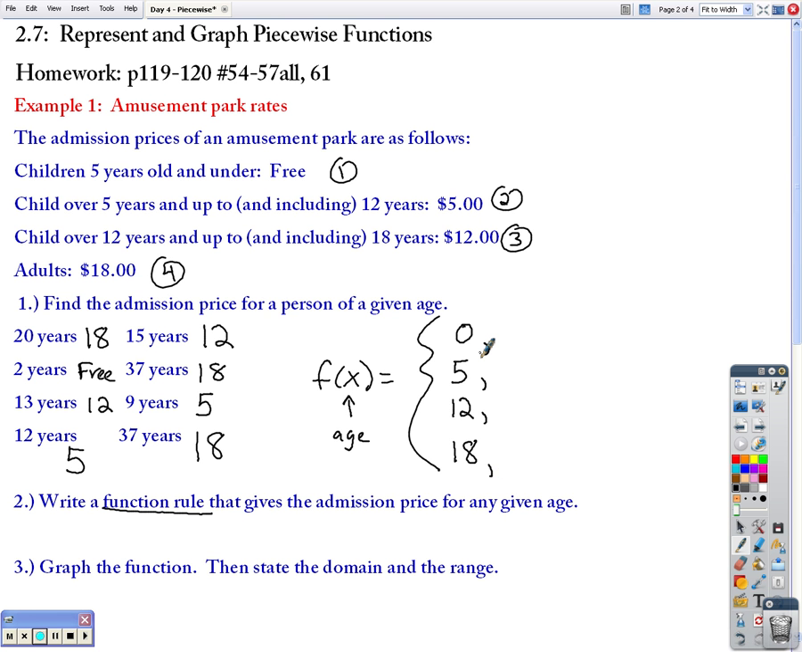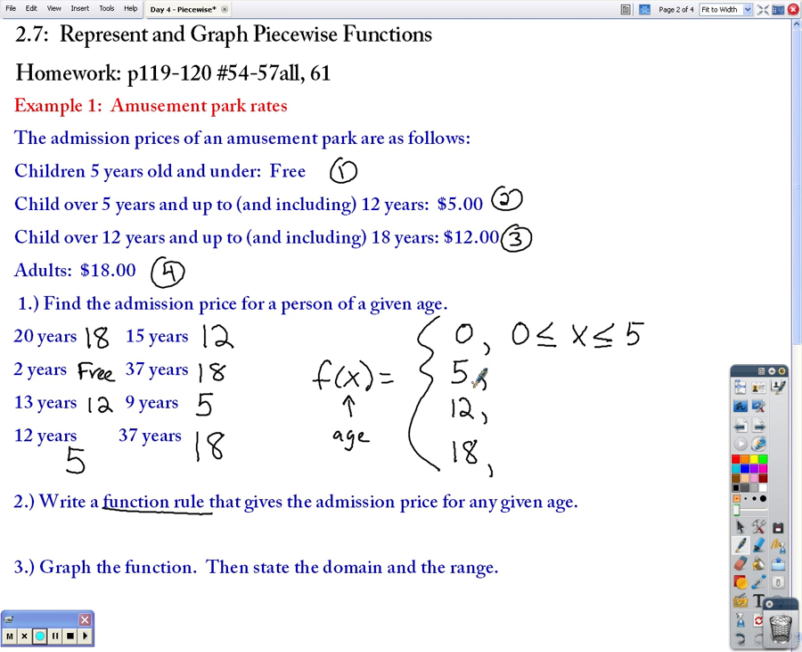Well, when is the price free? It's free when you are 5 years old and under. So we're going to say 0 is less than or equal to x is less than or equal to 5. We can just say x is less than or equal to 5, but we really don't want to have any negative ages, so we're going to put a 0 there. So this inequality represents all the ages between 0 and 5.